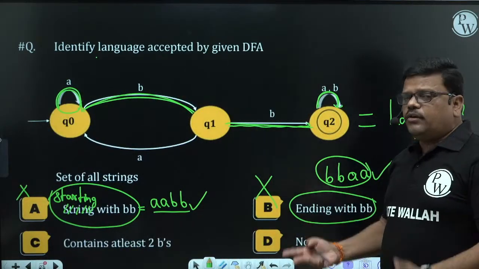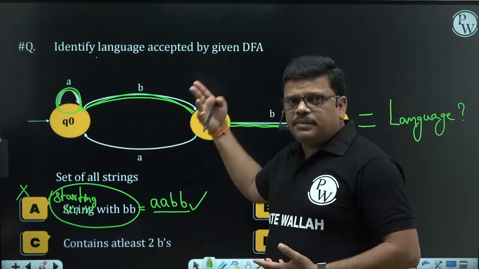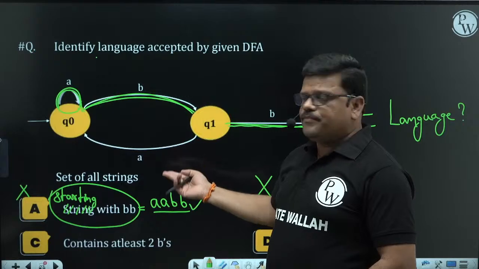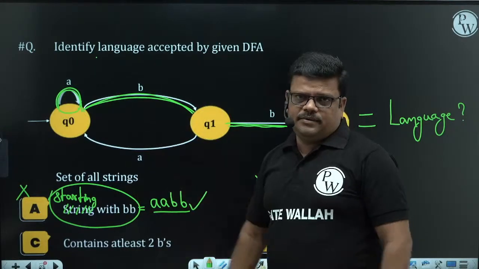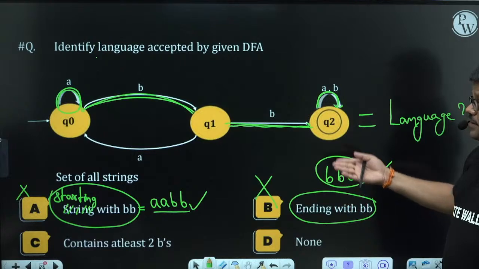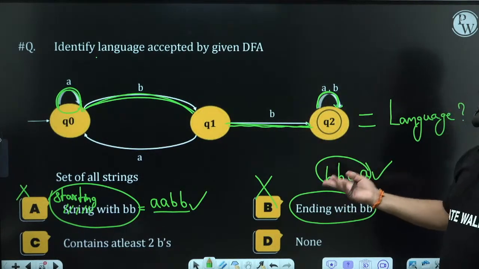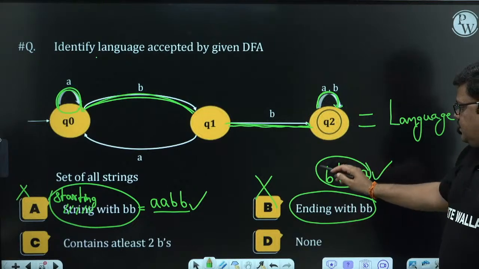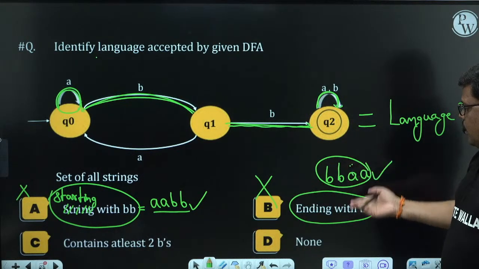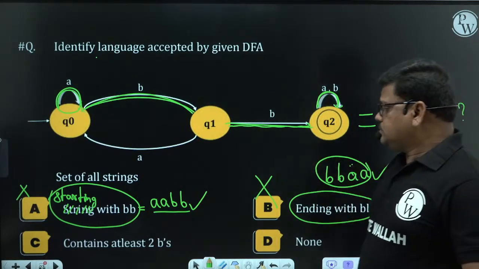Because we want equality. If you say option A is equal, the strings accepted by this automata and the strings generated by this condition should be the same, which they are not, that's why I am eliminating A. In a similar way, if you want to say B is our answer, strings accepted by this automata and strings generated by this condition should be the same. But see, this string is accepted by this automata, but it does not satisfy the condition of option B. So this is also wrong.